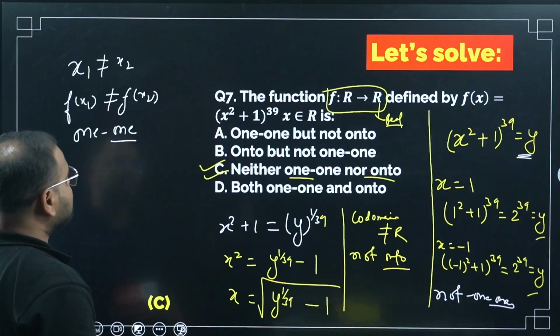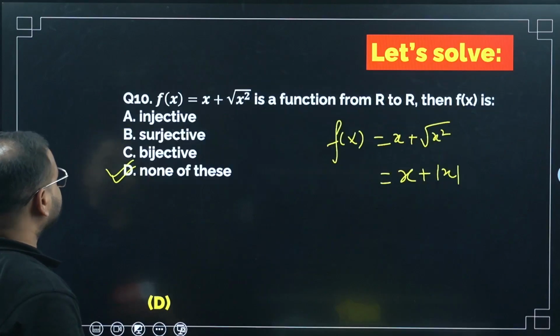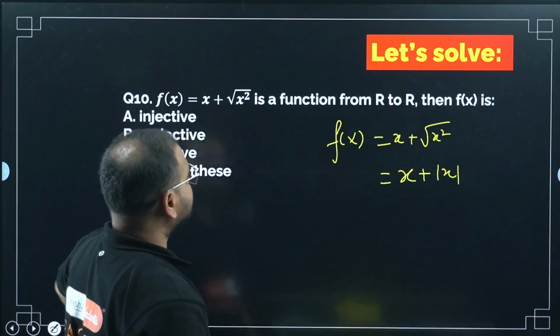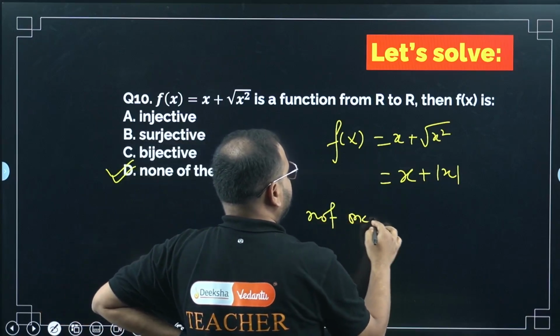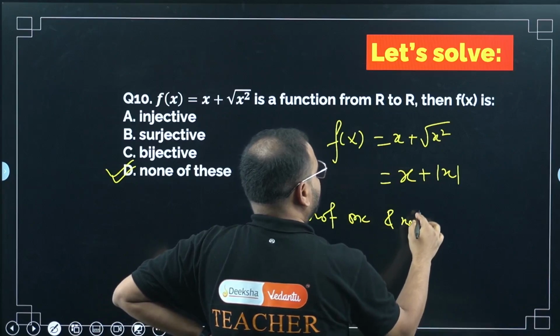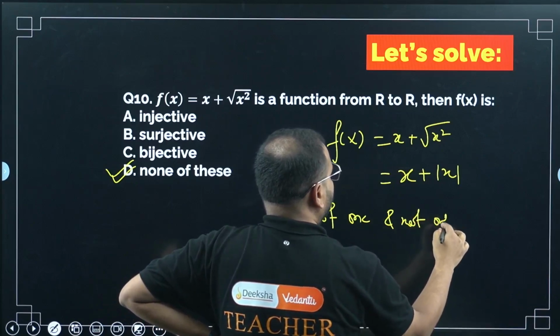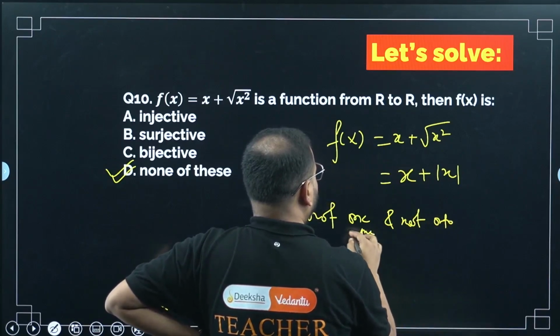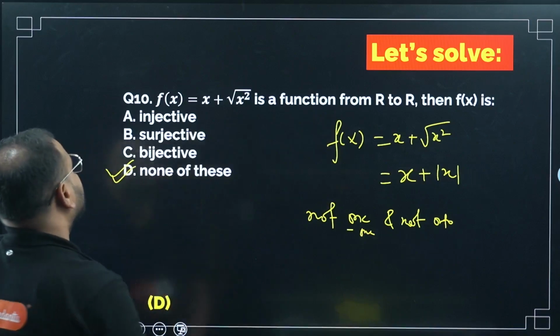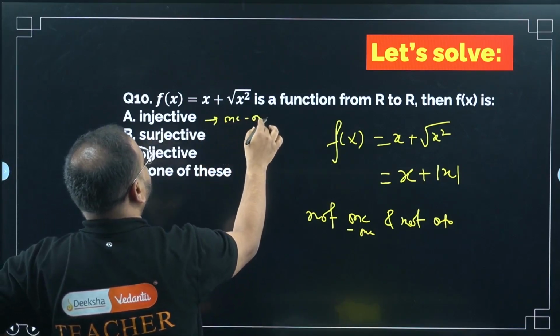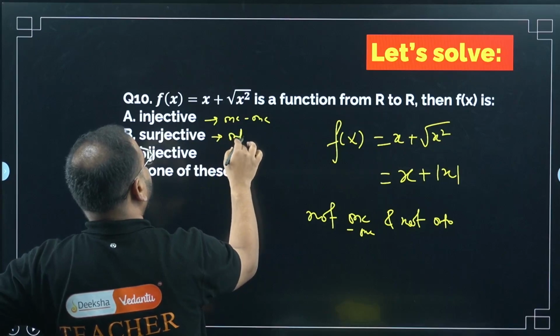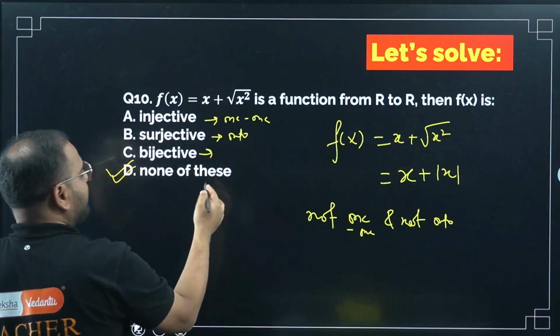So if you go to the last page, last question, what is it? Not 1-1 and not onto. So none of these. Injective means only 1-1. Surjective means onto. And bijective means what? 1-1 onto.